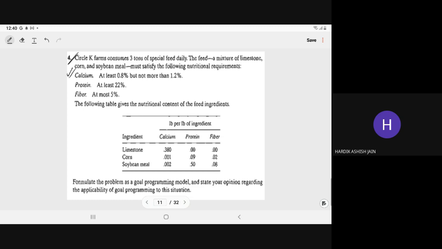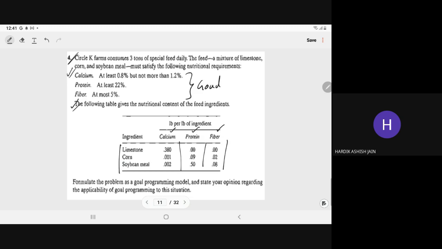Protein at least 20%, and fiber at most 5%. So what are these? These are the goals. This we want as a nutritional requirement in consuming the feed. Now in the feed these must be there. The following table gives the nutritional content of the feed ingredients. The ingredients are limestone, corn, and soybean. They consist of calcium, protein, and fiber in this much amount.